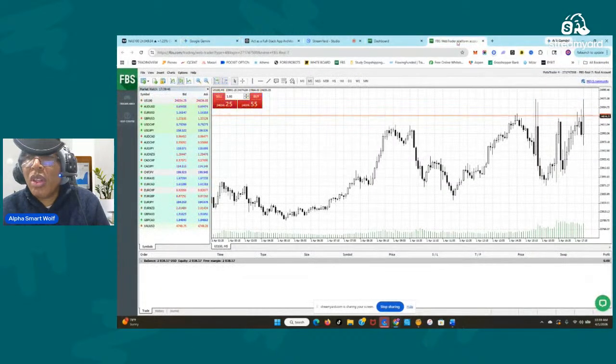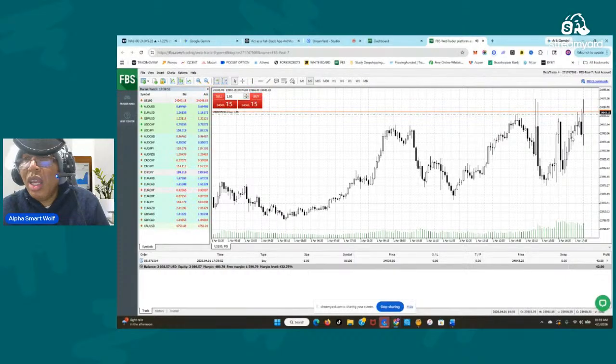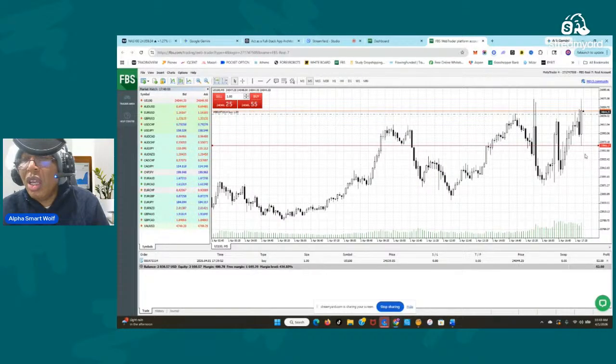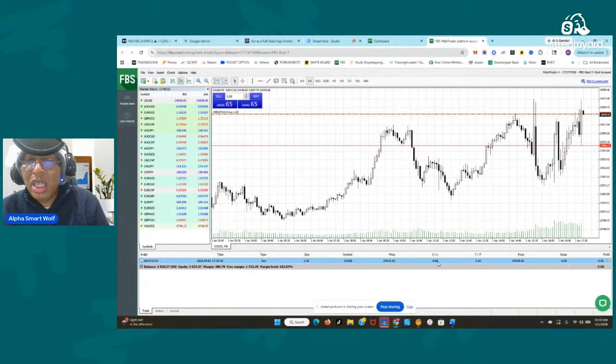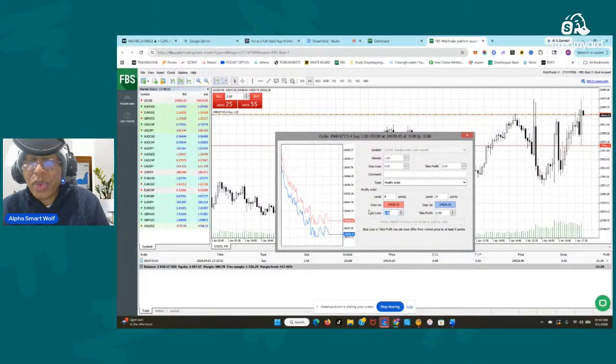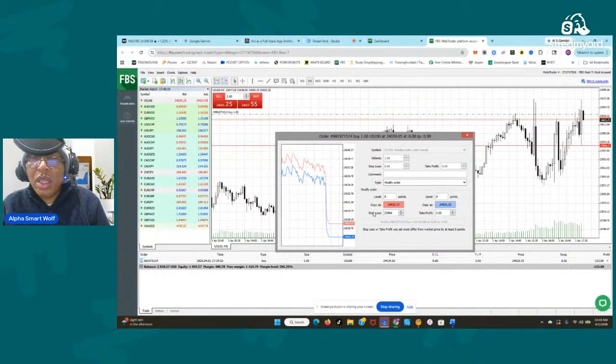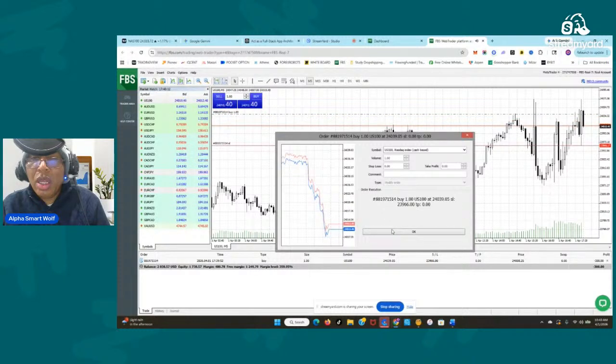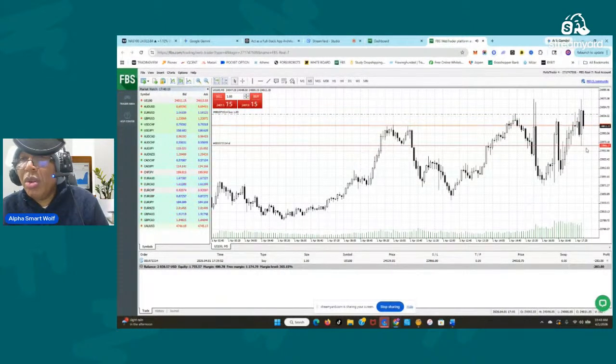Okay. All right. So here we go. We are now going up. So we're going to buy. Our stop loss is going to be here, guys. This is where our stop loss is going to be. 23,966. There we go. That is our stop loss right there. I'm going to close that, delete object, so you can see where our stop loss is.